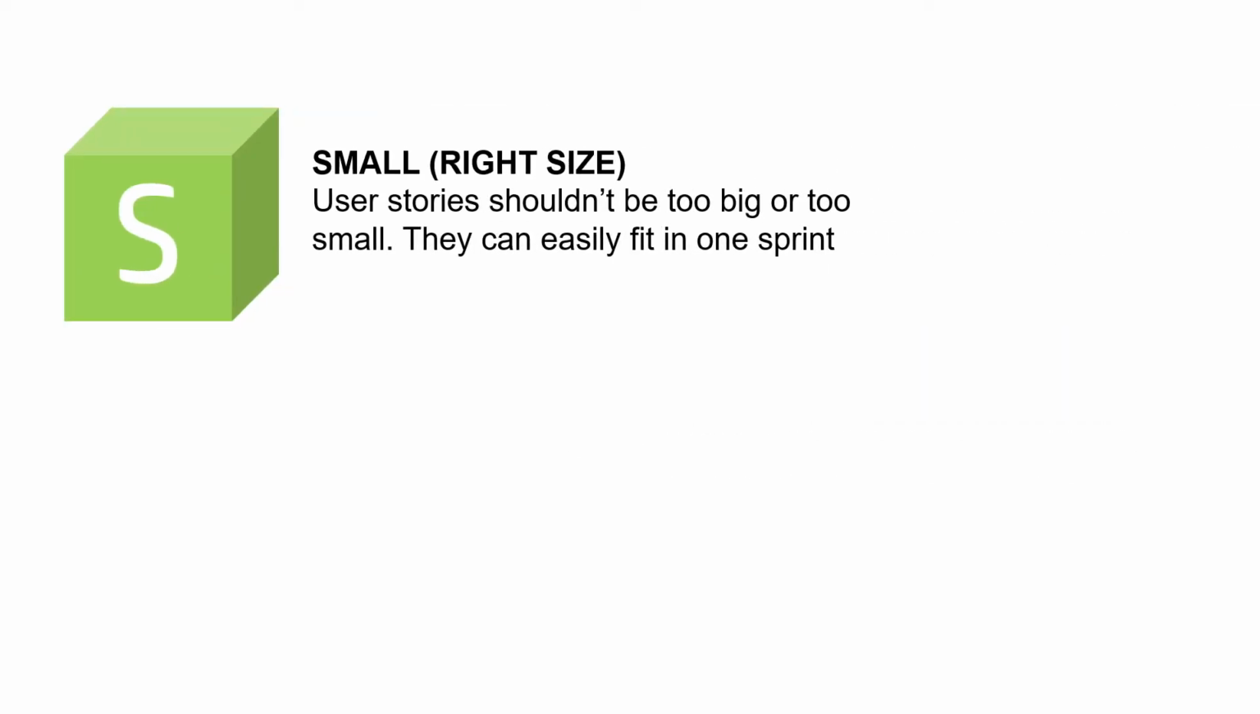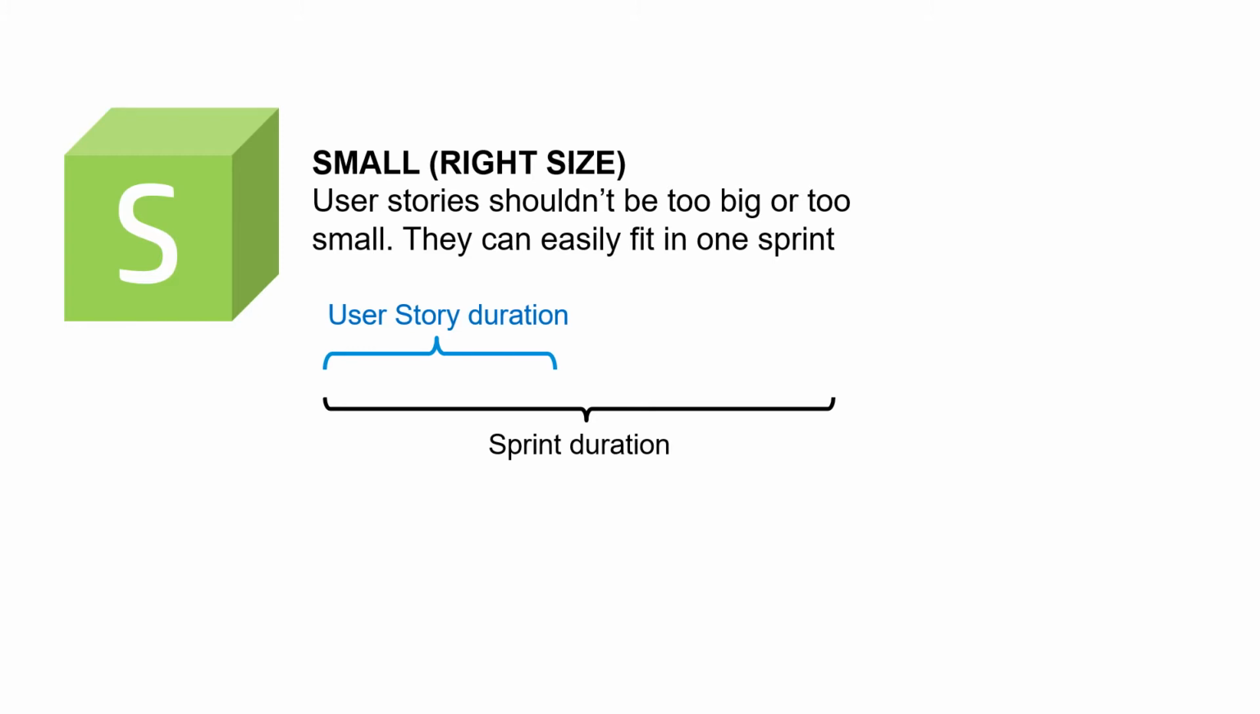S, like small. The item should be small enough that the team can deliver a potentially shippable increment of functionality within a single sprint. In fact, this should be considered as the maximum size allowable for any product backlog item as it gets close to the top of the product backlog.